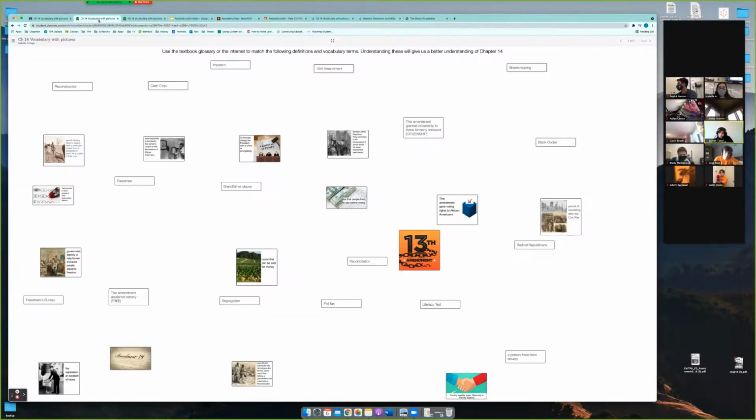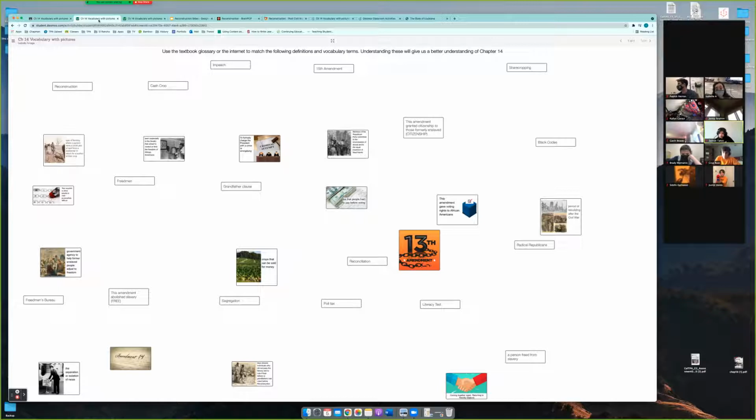So before I give us time to work independently, let's do a couple together just so we're familiar with how Desmos works so we can be clear on the directions, right? So we're going to do some that we should have background knowledge on as a class. When you're given independent time, you can use the textbook glossary or the internet to help you match the term with the correct definition, okay? So let's start with one together in class, right?